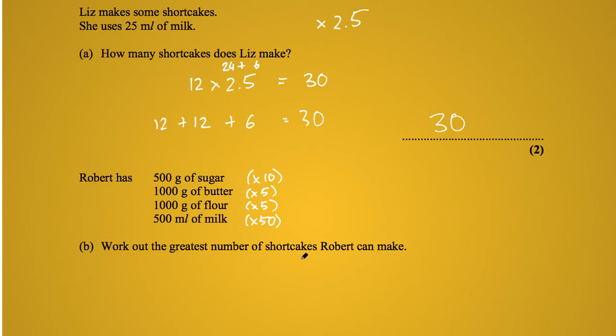So the greatest number of shortcakes Robert can make, he's limited by the amount of butter and flour he has. So if he was trying to use up all his milk, he'd run out of butter and flour. So the greatest number of shortcakes that Robert can make is times by 5. The original recipe was 12 shortcakes times by 5, which gives us 60 shortcakes. It's the greatest number he can make.